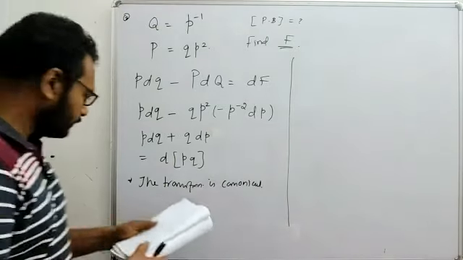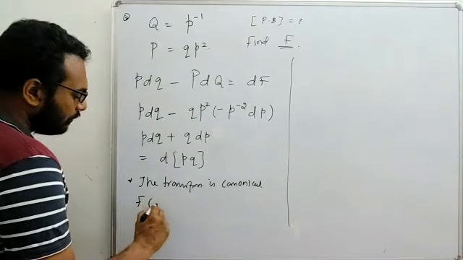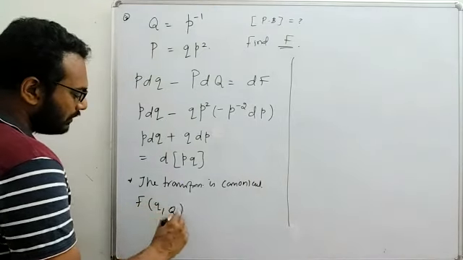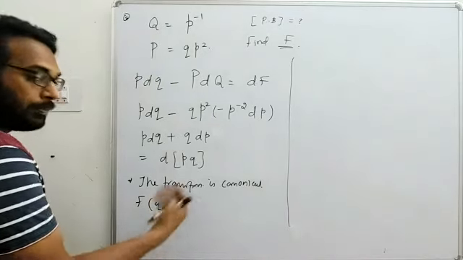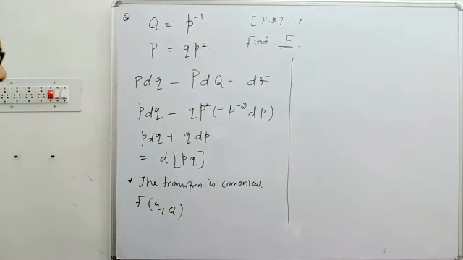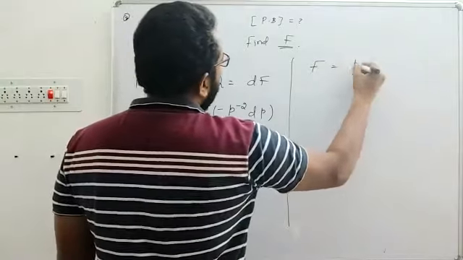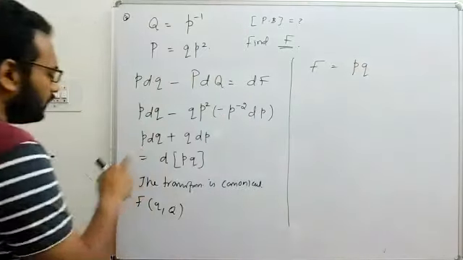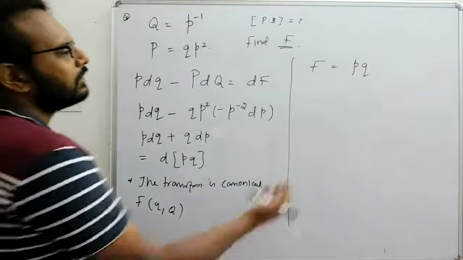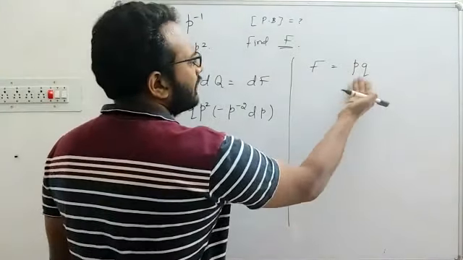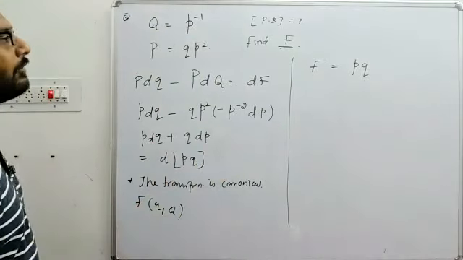Now we need to find F. We know that F is usually written as a function of old and new variables. You either write F of q comma Q, or q comma P, or p comma Q, or p comma P. Old and new. So we know here that F is equal to p q, because this is dF. Now we need it as a function of old and new, not of old and old. These are functions of old coordinates and momenta. We need half of them old and half of them new.